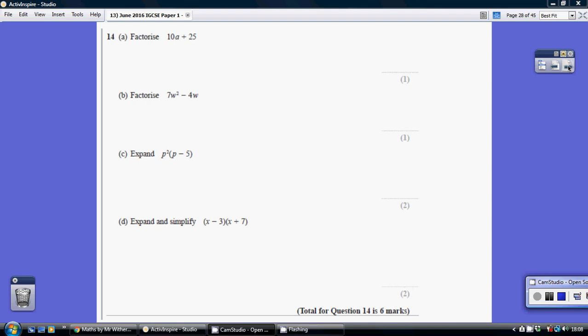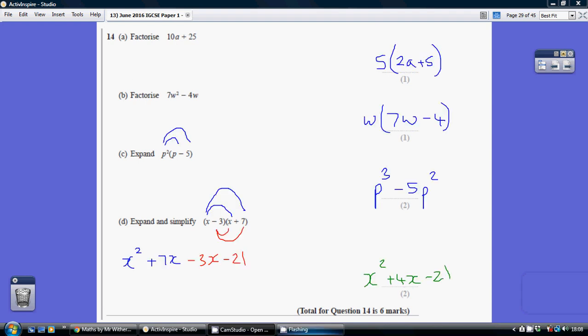Question 14. Now, a bit more tricky this. Remember, factorising is putting the brackets in. So, what's the biggest number that goes into 10 and 25? That's 5. So 5, open up your bracket. 5 times what would give you 10a? That's 2a, because 5 times 2 is 10, 10a. Then get the sign right, it's a plus.